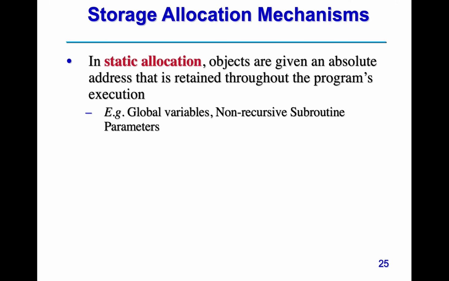So, all right, storage allocation mechanisms and static allocation. The objects are given an absolute address. It's retained throughout the entire program. This is kind of a review, believe it or not, but it's also giving you different vocabulary. So static allocation, just think static before runtime. The allocation is set before the program even runs. We've got global variables, non-recursive subroutines, and parameters.